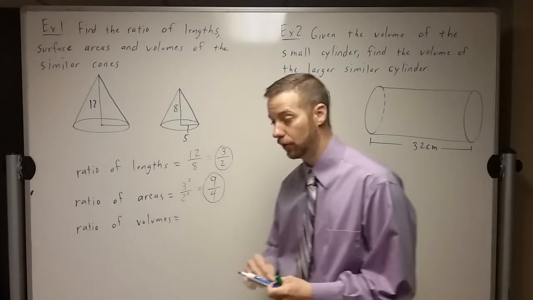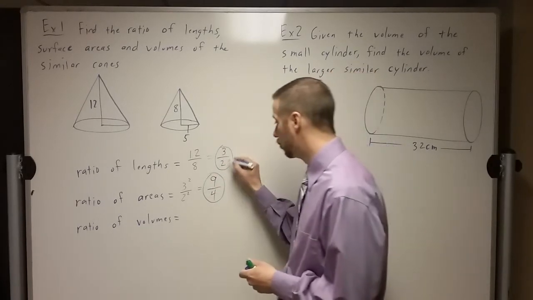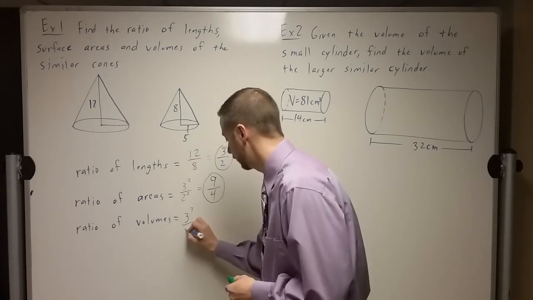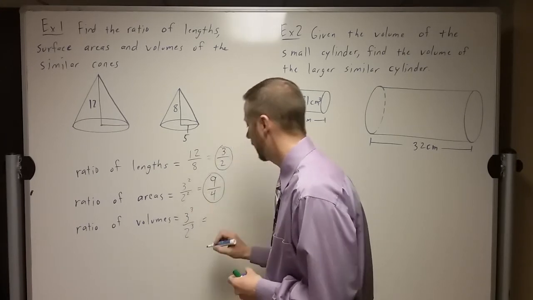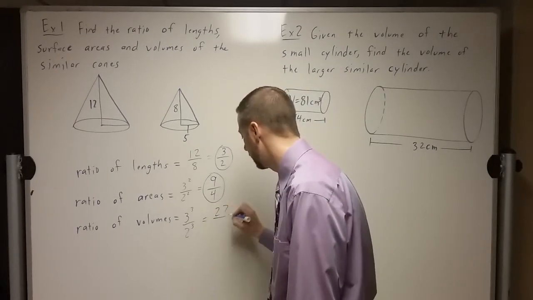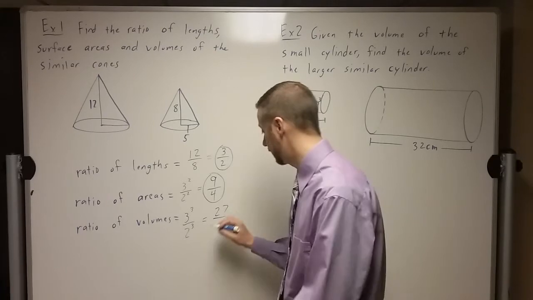Volume is three-dimensional, measured in cubic units, so we cube this ratio that we have here. So I'm going to cube the 3 and the 2, and 3 cubed, 3 times 3 is 9, times another 3 is 27. 2 cubed, 2 times 2 is 4, times another 2 is 8.